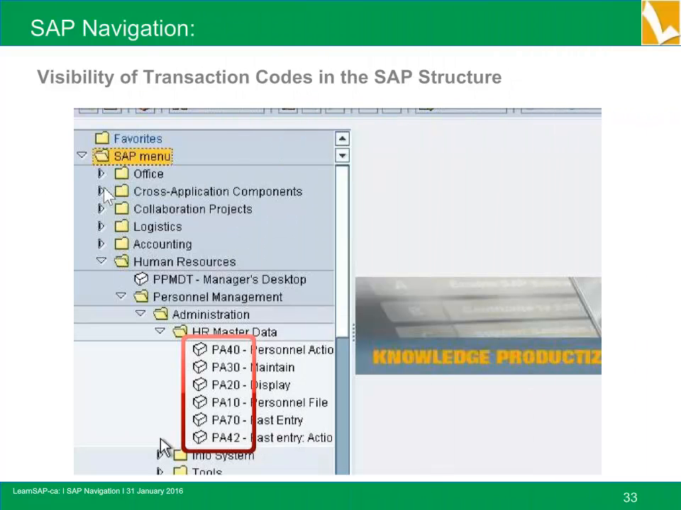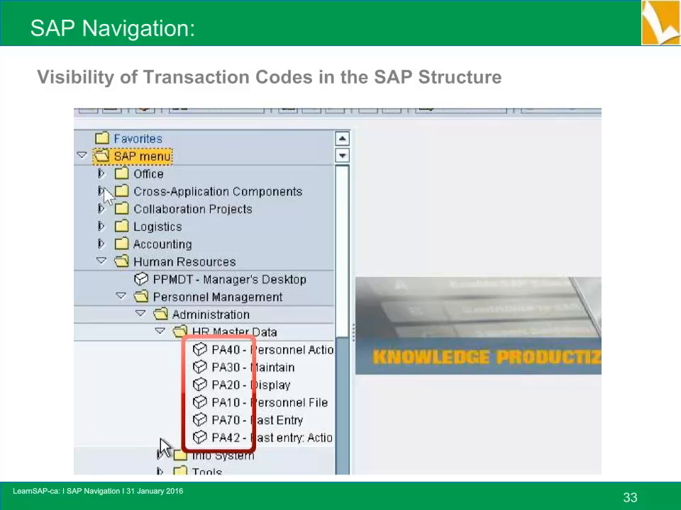In the SAP Easy Access screen, you can view transaction codes by setting the option to have the codes displayed on the SAP standard tree structure. Click Extras on the menu bar and select Settings from the drop-down list. This opens the Settings dialog box. Click Display Technical Names and then click Continue, Enter.